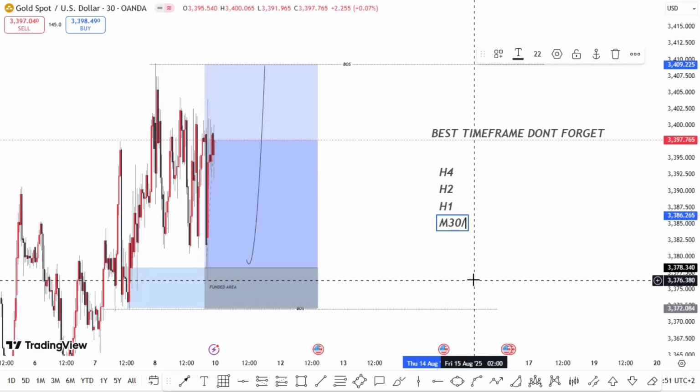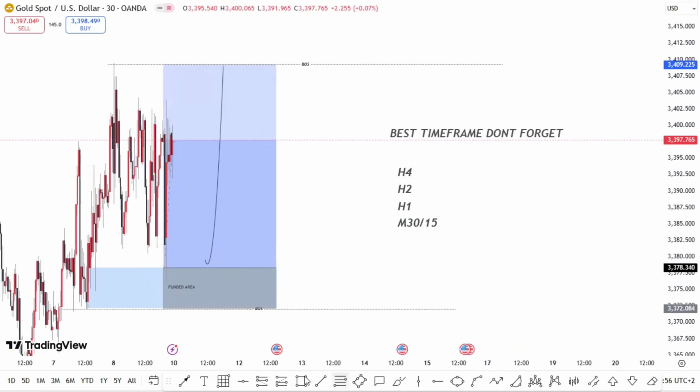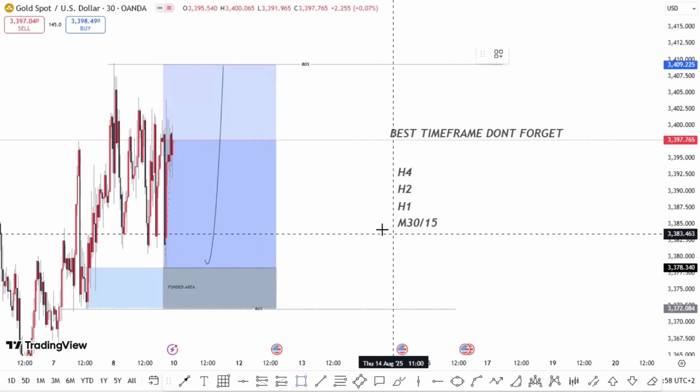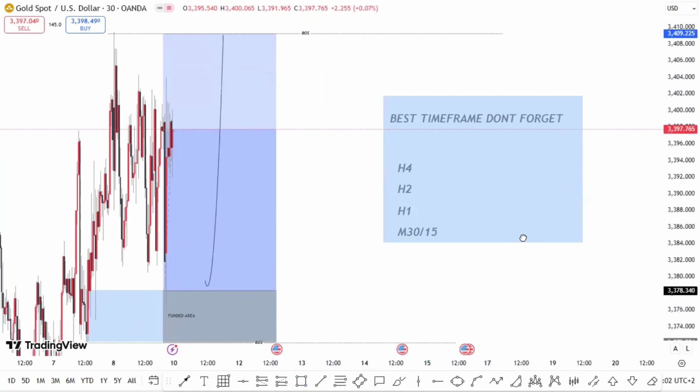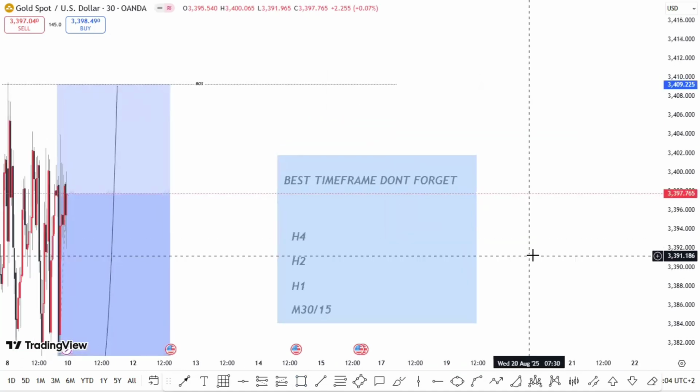So those are the best time frames that you have to use, guys. Don't forget: H4, H2, H1, 30 minutes and 15 minutes. Those are the best time frames that you have to use to get your best entry points ever.